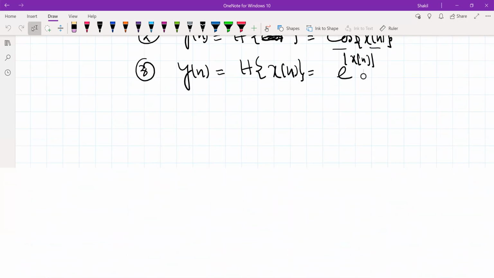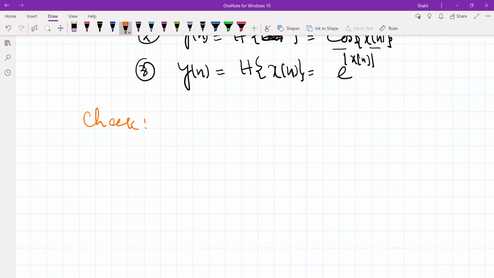Now, next is how do we check whether a system is linear or non-linear? How do we check for linearity and non-linearity? That's the next topic. How do you check? There is a procedure of four steps that you can use to check whether the system is linear.